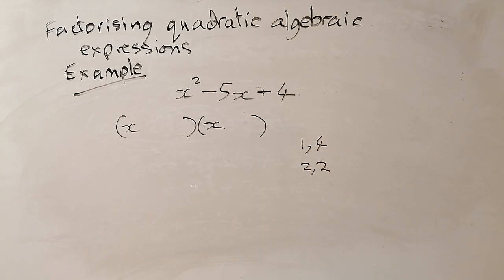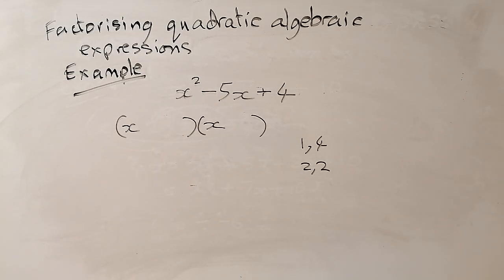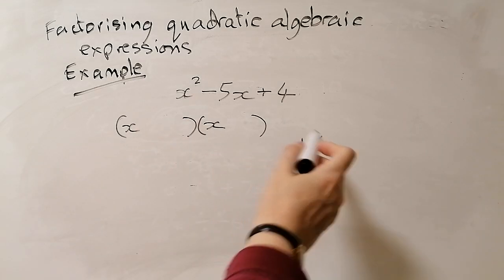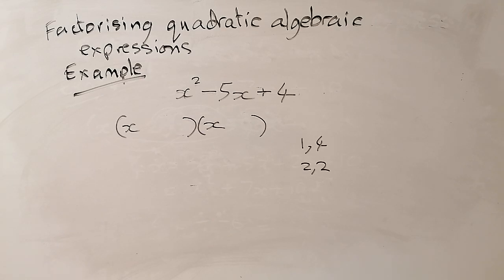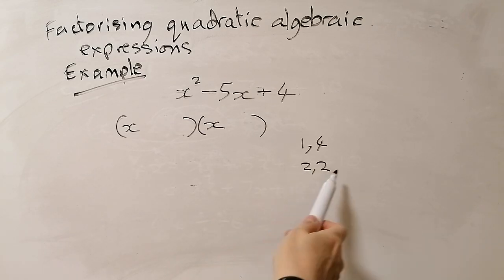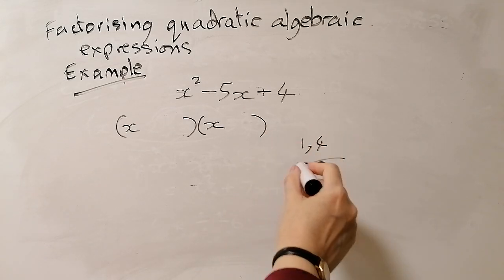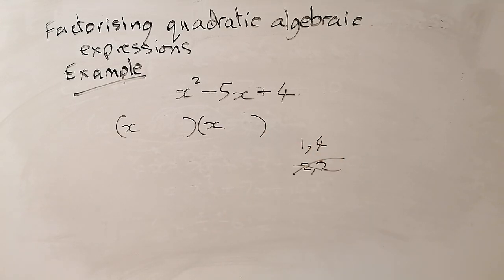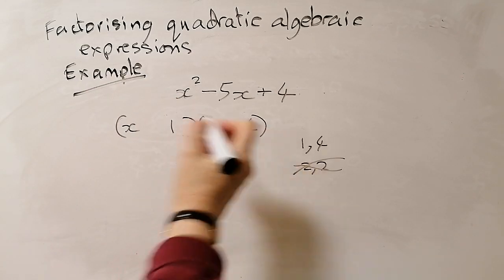Now those two numbers, either these or these, must then add up to make 5. Now in this case -5, but we'll worry about the minus sign in a moment. So we know that 1 and 4 make 5, and we know that 2 and 2 make 4. And even if we were to subtract 2 from 2, we wouldn't get 5. So we can eliminate these numbers here, and we're going to stick with 1 and 4. So we'll put a 1 there and a 4 there.